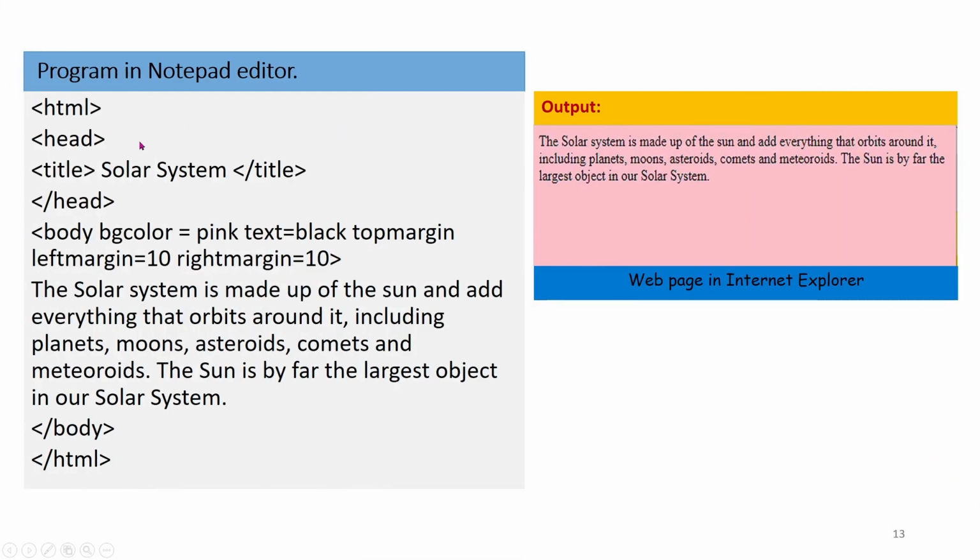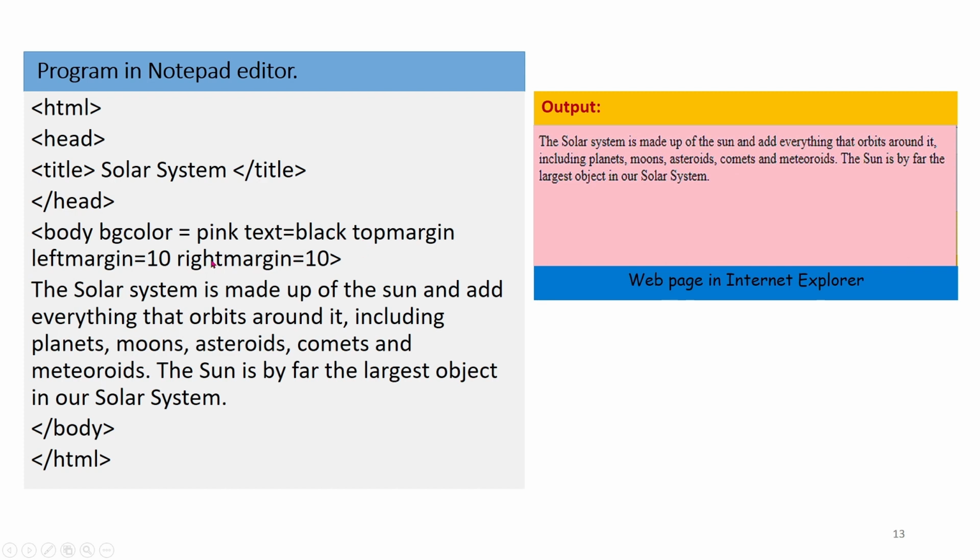Program in Notepad editor. This is how you write. First of all, HTML, then head, then I have given the title as solar system. The title is always given inside the head and slash head. Then I write my body tag, body and slash body. Here I have given some body attributes. BG color equals pink. You can see here my background color, which is pink. Text equals black. That means the text typed here is in black color.